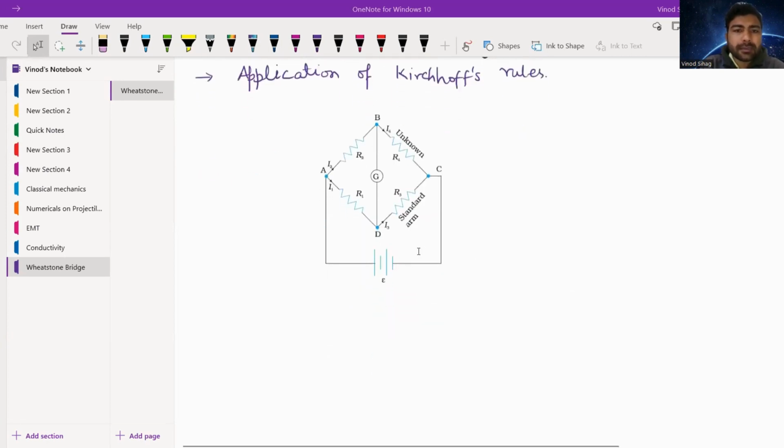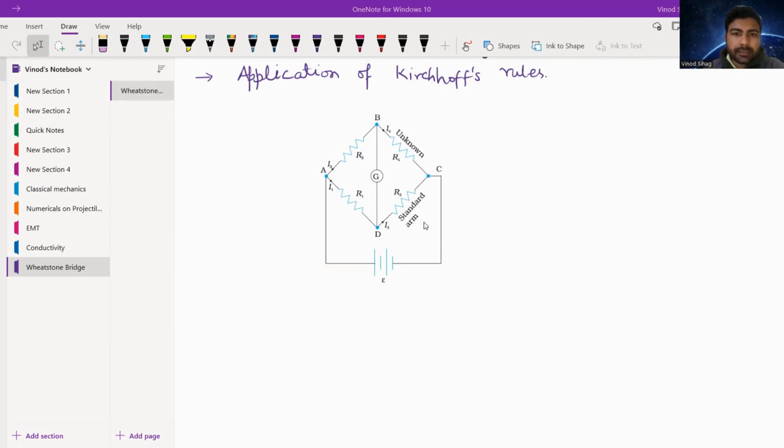So Wheatstone bridge is a type of setup which is basically used to determine the resistance of an unknown resistor. Okay, so here as you can see in the setup, there are four resistors used: R1, R2, R3, and R4, where R1 and R2 are already known resistors. They are called known resistors, and their values will be known. Let's say R1 is 50 ohm and R2 is 100 ohm.